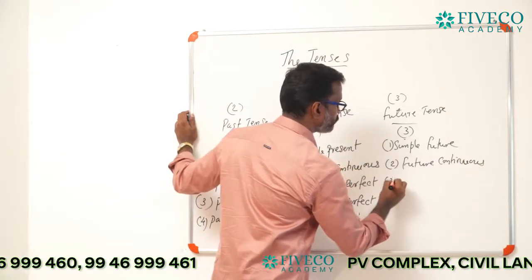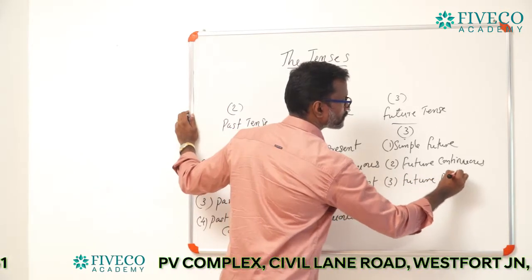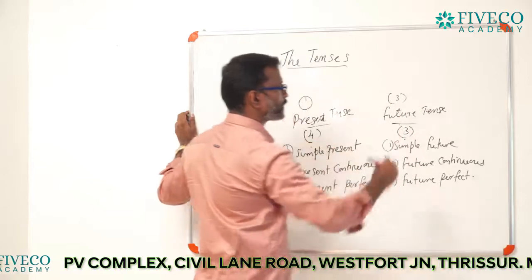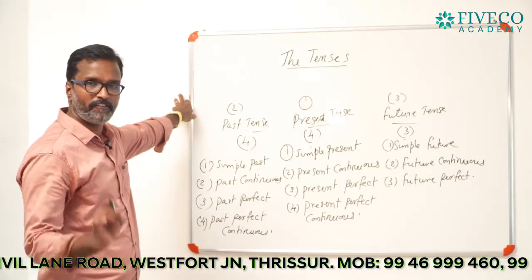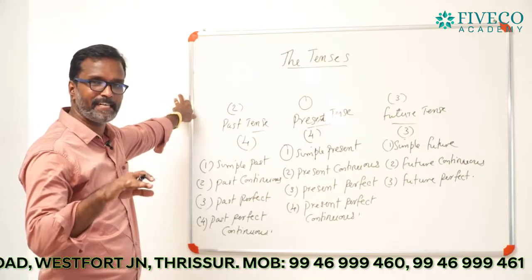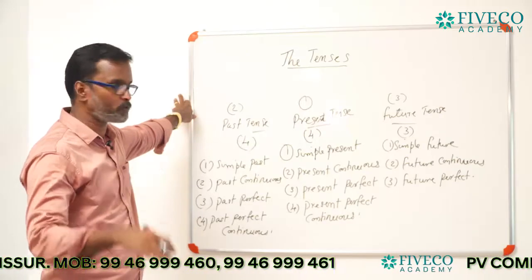And the third one, future perfect. Okay, now we've got all the divisions. So, briefly speaking, there are 3 types of tenses: present, past, future.